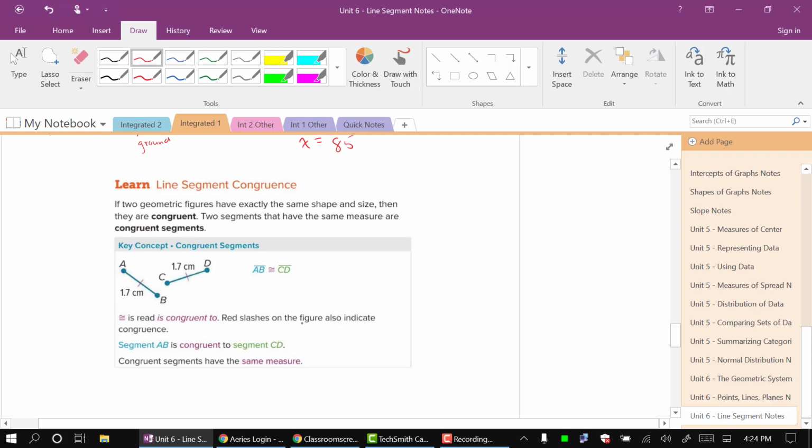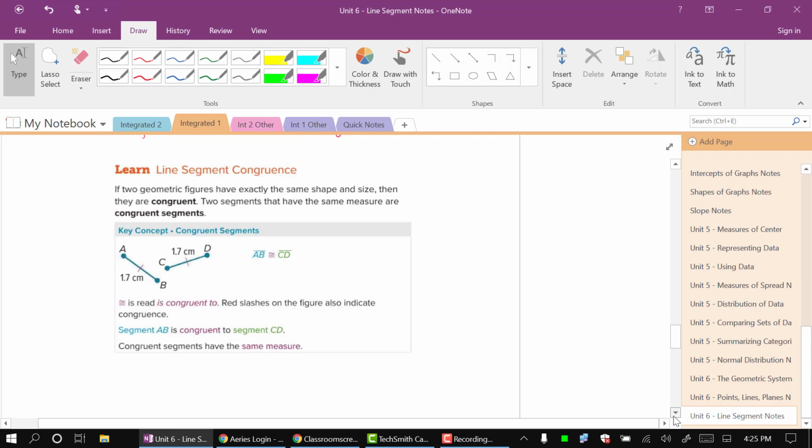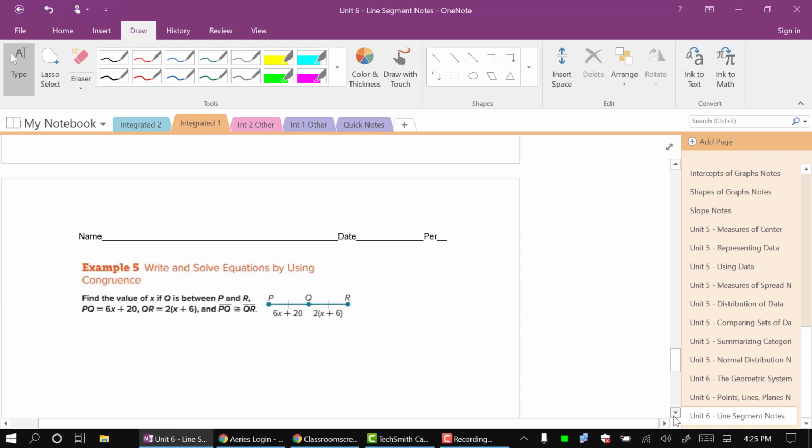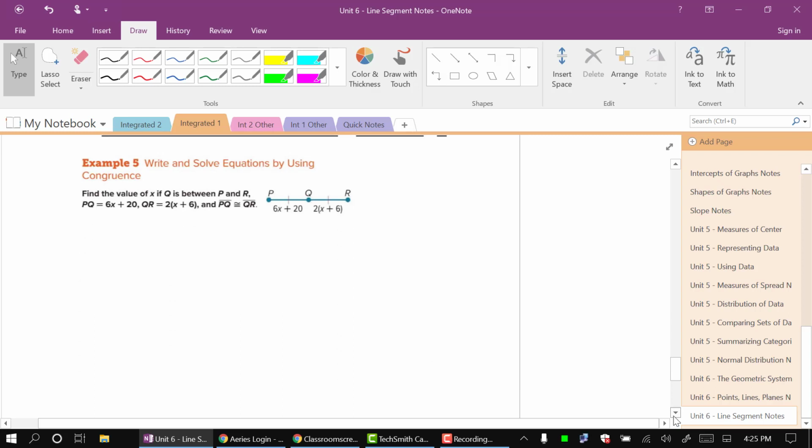The red slashes on the figure also indicate congruence. So let's go ahead and give a problem a try where we're talking about congruence. Find the value of x if Q is between P and R. So Q is between P and R. PQ equals 6x plus 20. QR equals 2 times the quantity x plus 6. And we know that the two segments are congruent to each other. So that means they're going to be equal to each other. So we have segment PQ is congruent to segment QR.